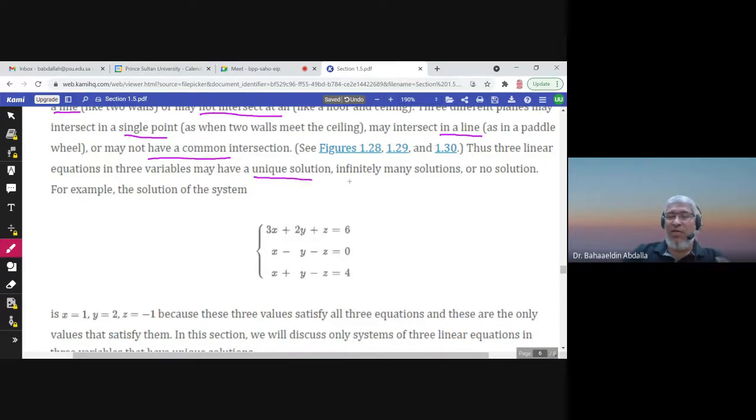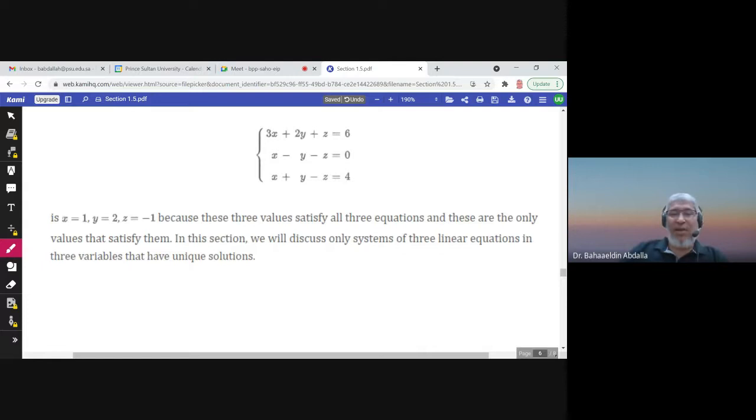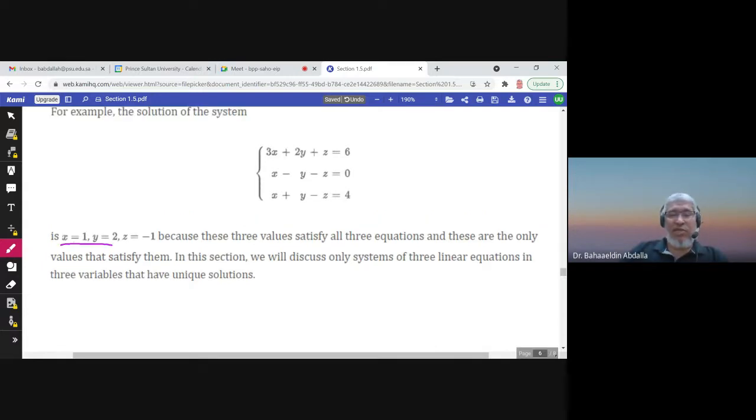Either we have a unique solution or infinitely many solutions. But infinitely many solutions could be, in this case, one line or a plane, but anyway, infinitely many solutions. And the third case is no solution. And this system is called inconsistent, and this one is dependent. So for example, this is a system and it has a unique solution. You can check that 1, 2, -1 satisfy all the three equations. So actually this is the solution of this system, and in this case it has a unique solution.